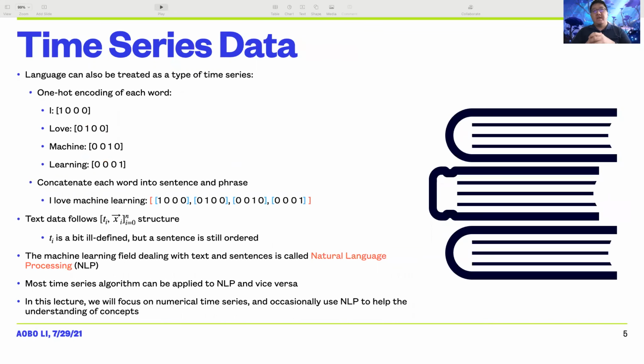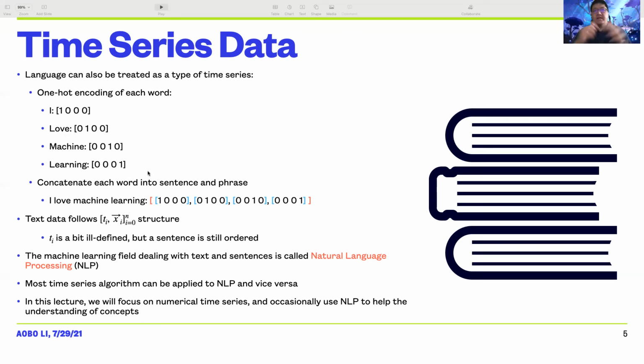Language can also be treated as a type of time series. In order to do that, we will need something called a one-hot encoding of each word. Suppose we have a dictionary which only contains 4 words: I, love, machine, learning. We can convert each word into a vector of 4 elements. For example, I corresponds to 1000, love corresponds to 0100, and so on for machine and learning.